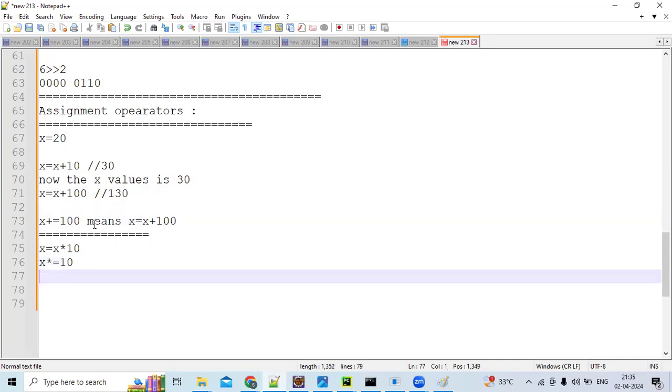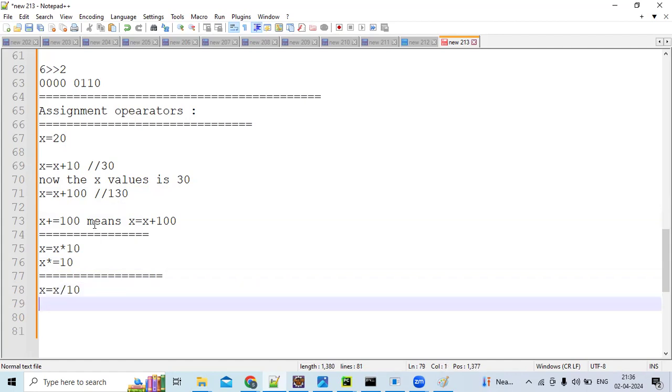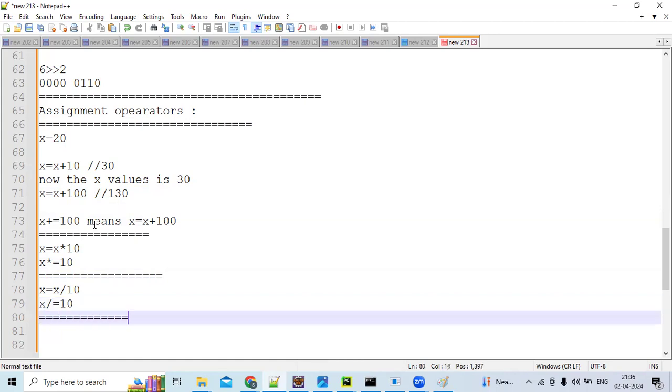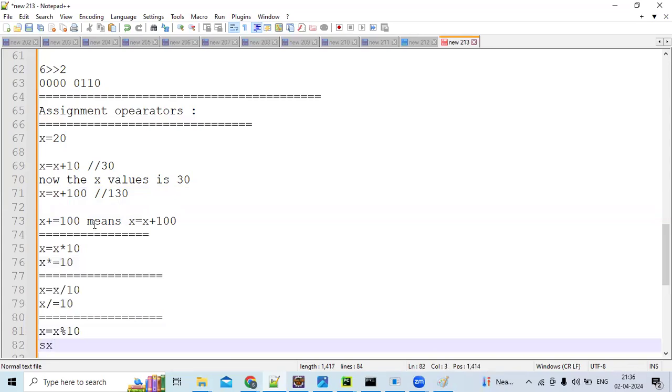Okay, now Kathy, can you please tell me x equal to x by 10? What is the shorthand notation for this line? Kathy, I'm asking you. X divided by equals to. Exactly, correct, super. Now suppose x equal to x mod 10, you should write it like x modulus equal to 10. Okay, guys, like that.